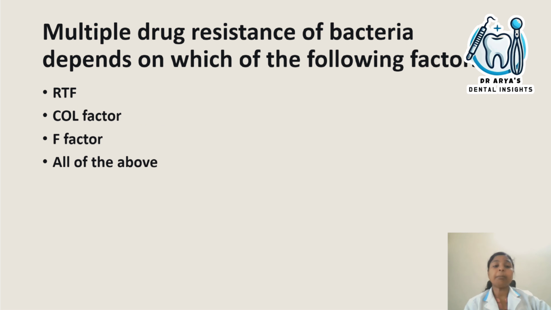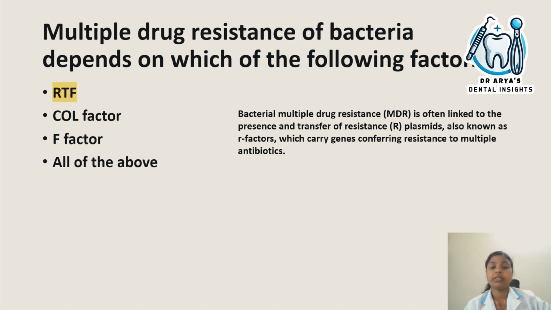Coming to the next question, multiple drug resistance of bacteria depends on which of the following factors? Is it RTF, that is resistance transfer factor, then col factor, or F factor, or all of the above? So bacterial multiple drug resistance is often linked to the presence and transfer of resistance plasmids. It's also known as R factor, which carries genes transferring resistance to multiple antibiotics. So the answer is RTF.